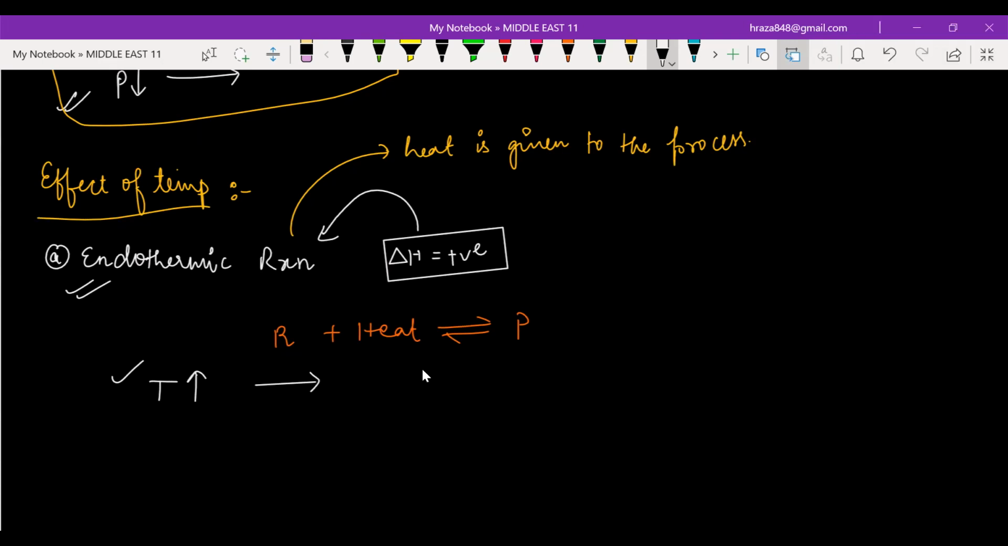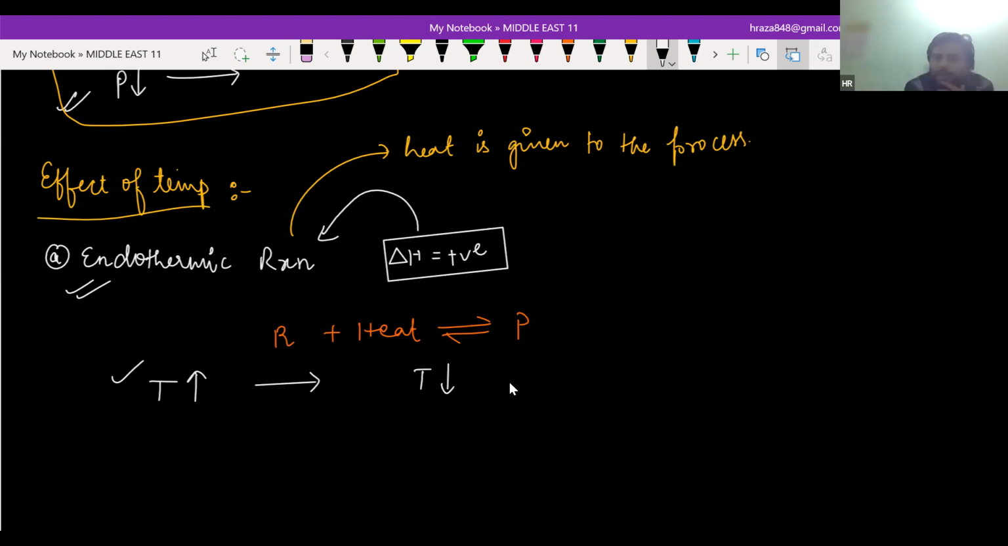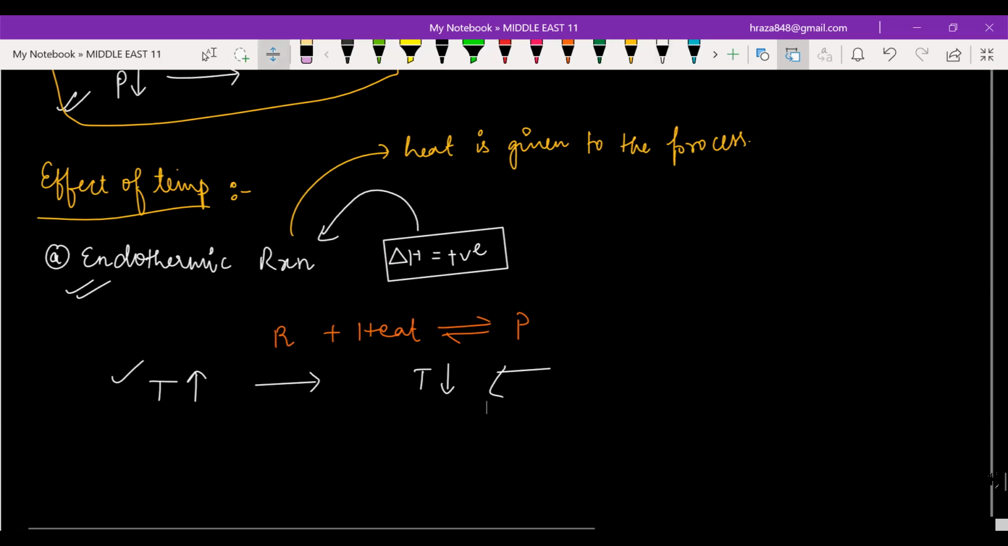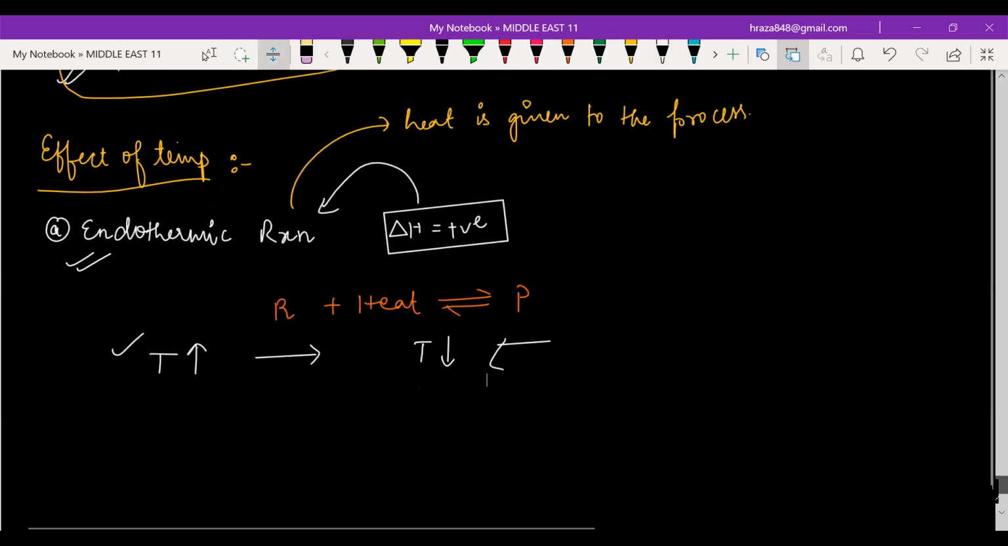And if we decrease the temperature, it will go backward, from right to left. Forward. Saif, are you clear with this? Yes. Okay, thank you.